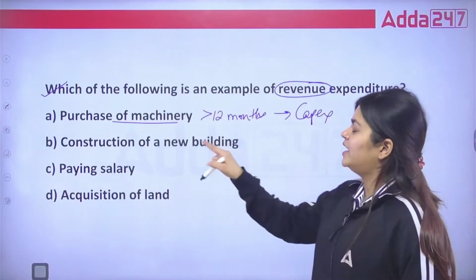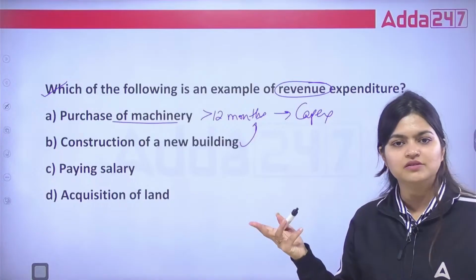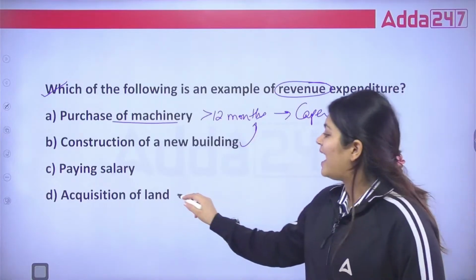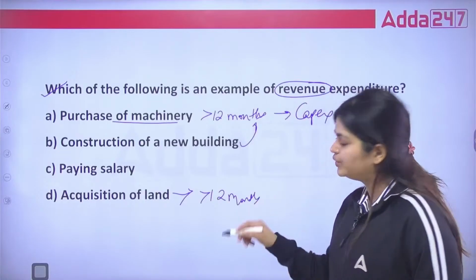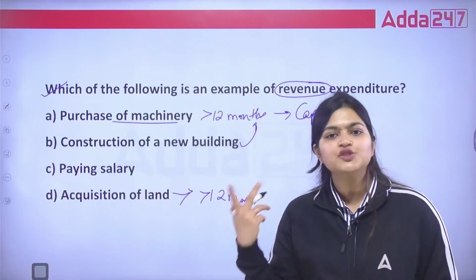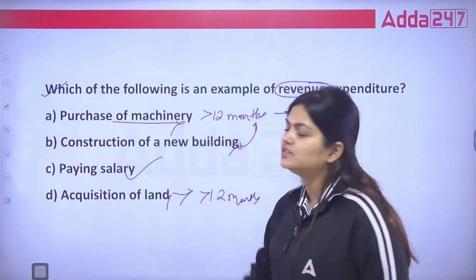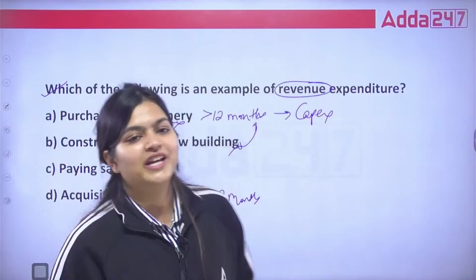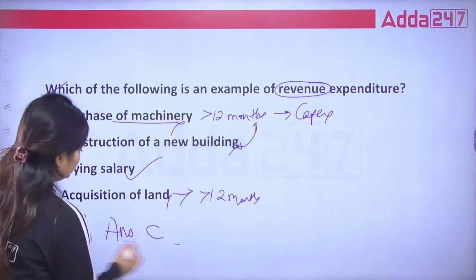Yes. Construction of a new building, again, I will use that building for more than 12 months, 1 year. Land, again, more than 12 months, means more than 1 year, so I'm going to use it and I will get the benefit for so many years. So these are all capital expenditure, whereas paying salary is my revenue expenditure. So the correct answer here is answer C.